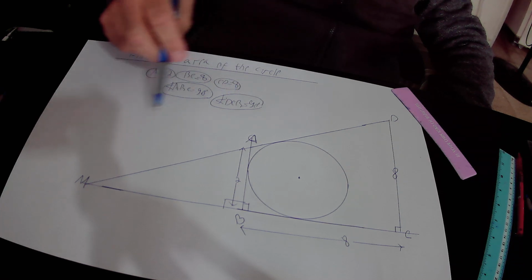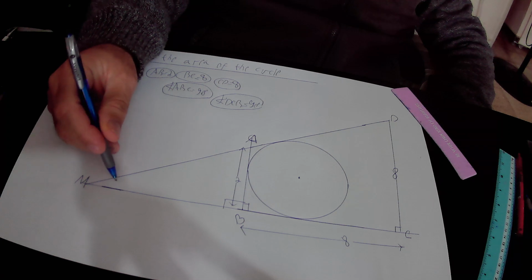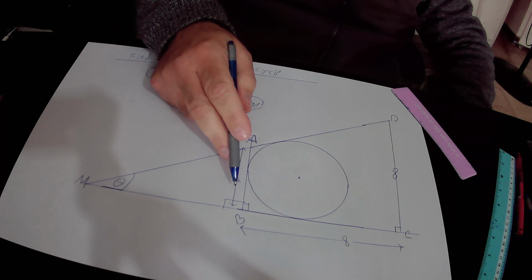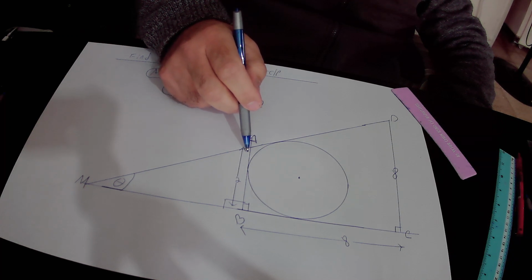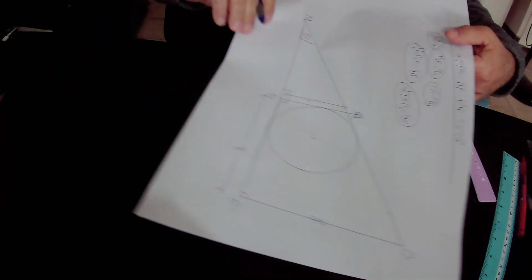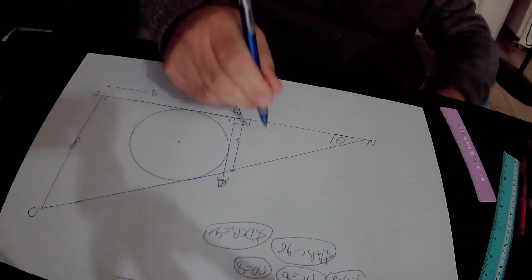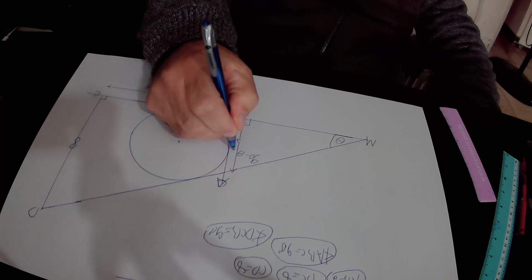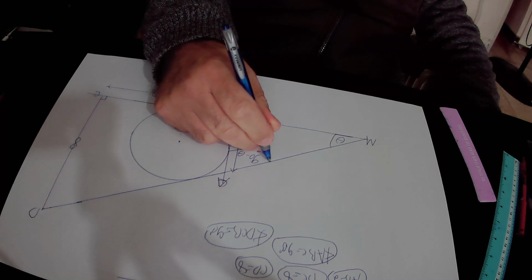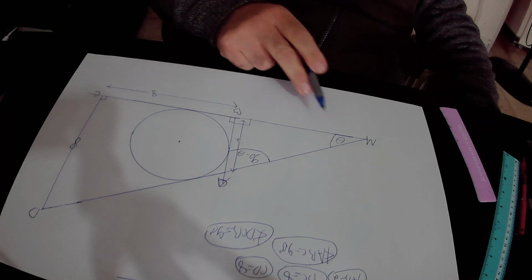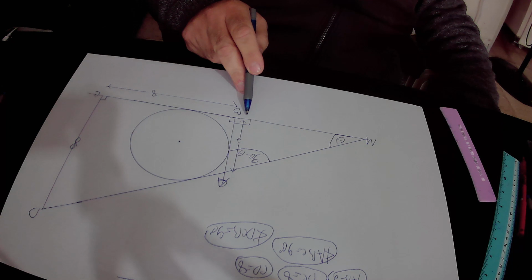So in the right triangle MAB, we define this angle as theta. This angle equals 90 degrees, therefore the missing angle here must be equal to 90 degrees minus theta. Why? Because 90 degrees minus theta plus theta is 90 degrees, and 90 degrees plus 90 degrees is equal to 180 degrees. That is the sum of the angles in any triangle.